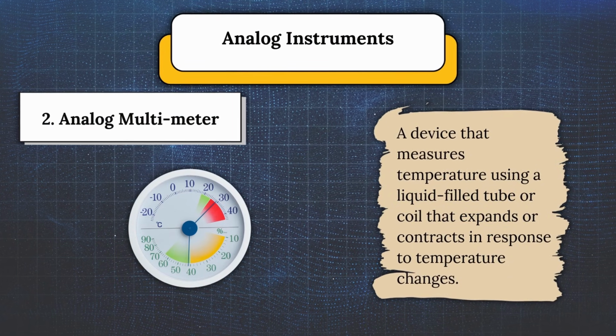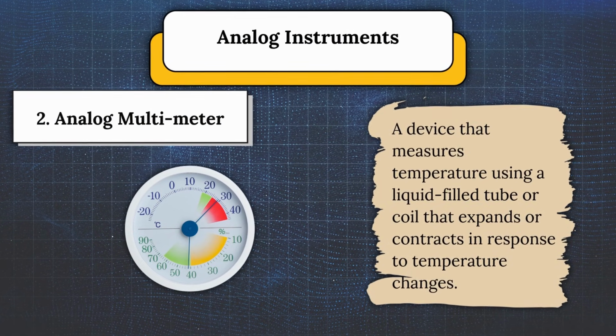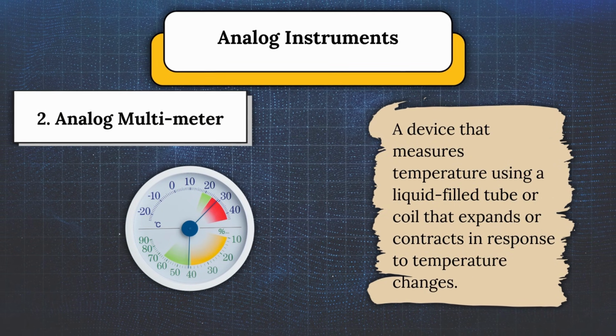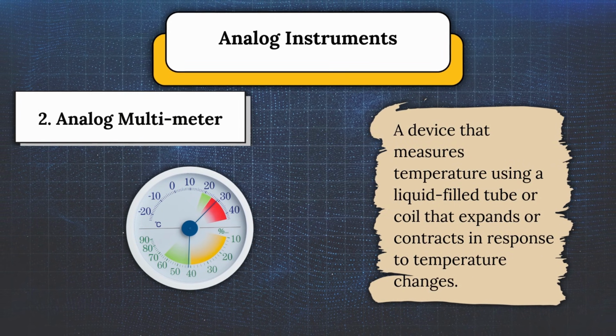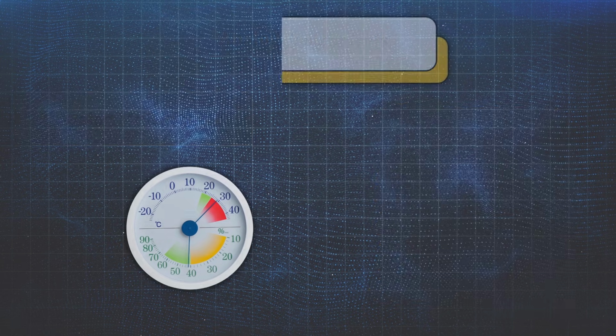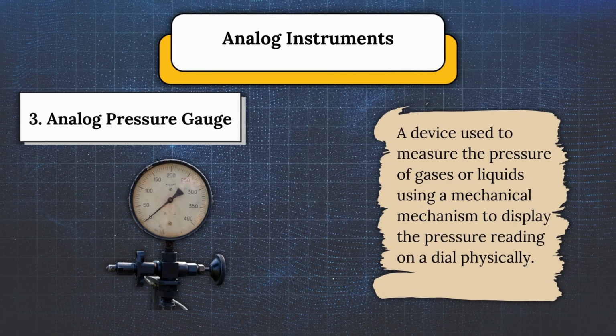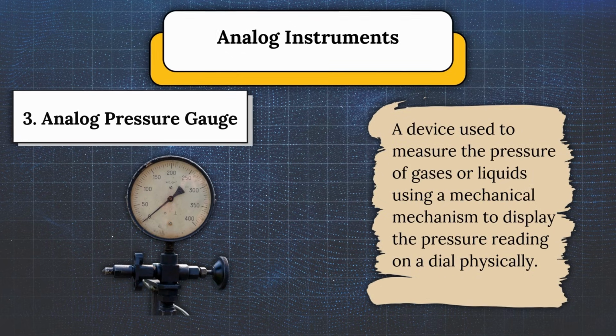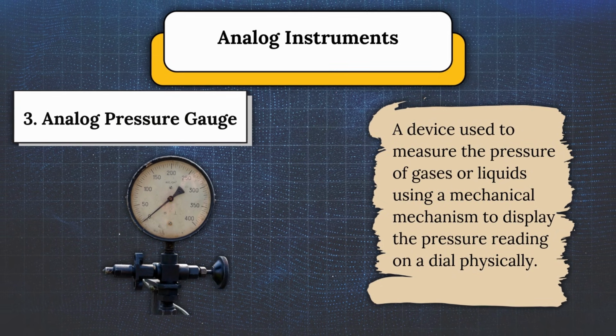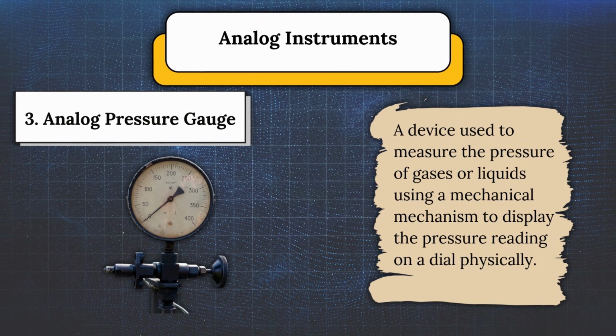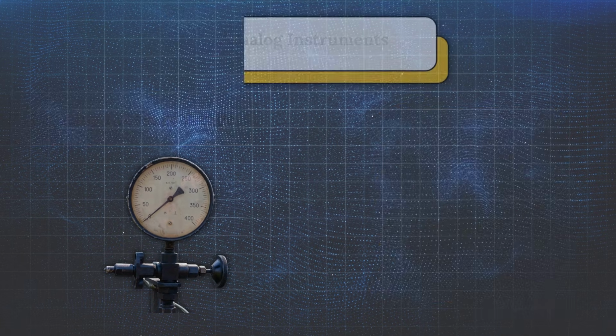Number 2. Analog thermometer. It is a device that measures temperature using a liquid-filled tube or coil that expands or contracts in response to temperature changes. Number 3. Analog pressure gauge. It is a device used to measure the pressure of gases or liquids using a mechanical mechanism to display the pressure reading on a dial physically.